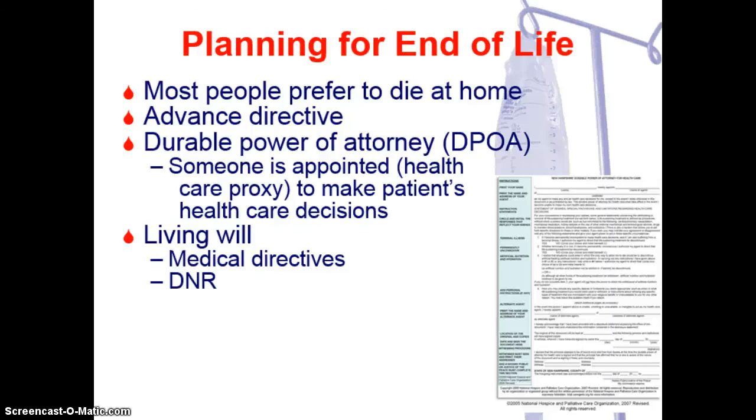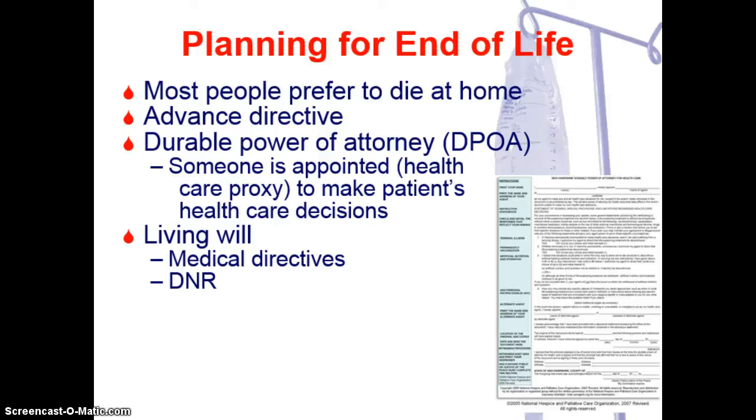So when people are planning for end-of-life care, typically most people would prefer to die at home versus dying in a nursing home or in a car. Maybe it's a traumatic accident, but most people are going to prefer to die at home. So we need to think about advance directives. And advance directives are written legal documents that are going to provide guidance to the healthcare providers regarding how to make decisions about life-sustaining treatment when this person is no longer able to make those decisions.